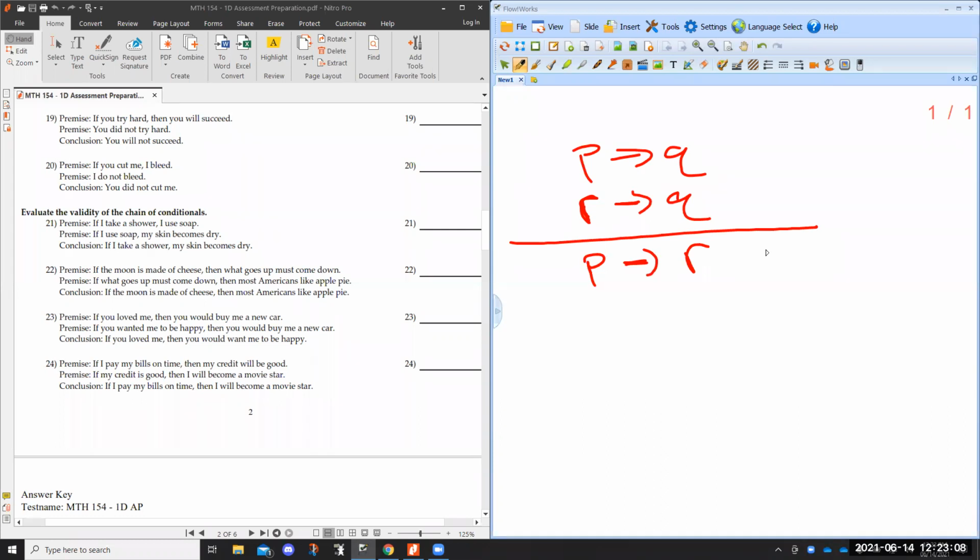Let's write it out symbolically like that, and you're going to see this makes no sense at all. This is invalid. There's no way that I can get from P to R. They're not related to each other at all. Not directly. And if this was the other way around, and I said, if you buy me a new car, then you want me to be happy, then I could go from P to Q and through Q to get to R, but that's not what I did here. So this is an invalid argument.